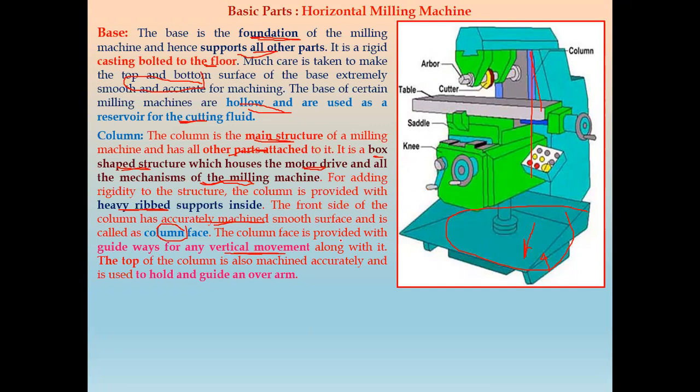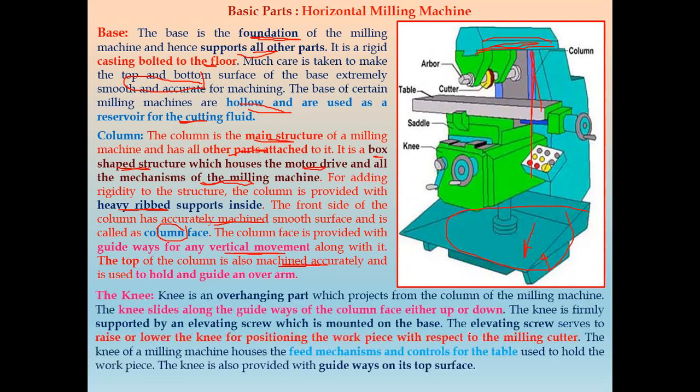The top of the column is also machined accurately, and it is used to hold the overarm. So the front face and the top face are both accurately machined, so that the front provides a guide way for vertical movement, and the top holds and guides the overarm. Now the next part in any milling machine is the knee.